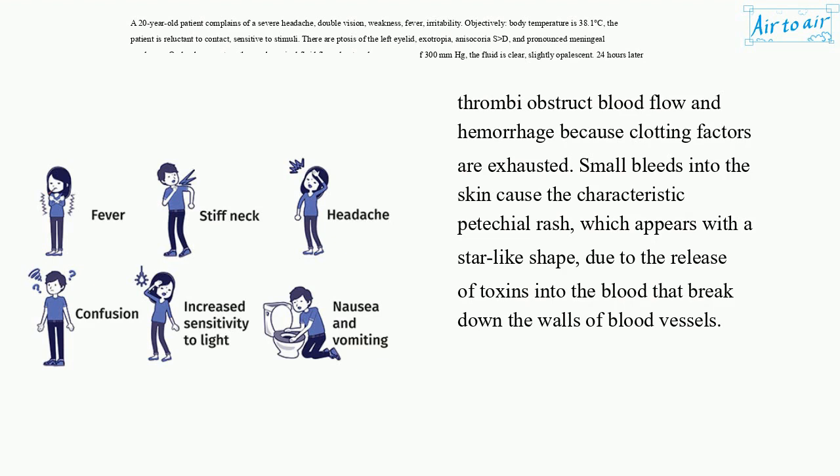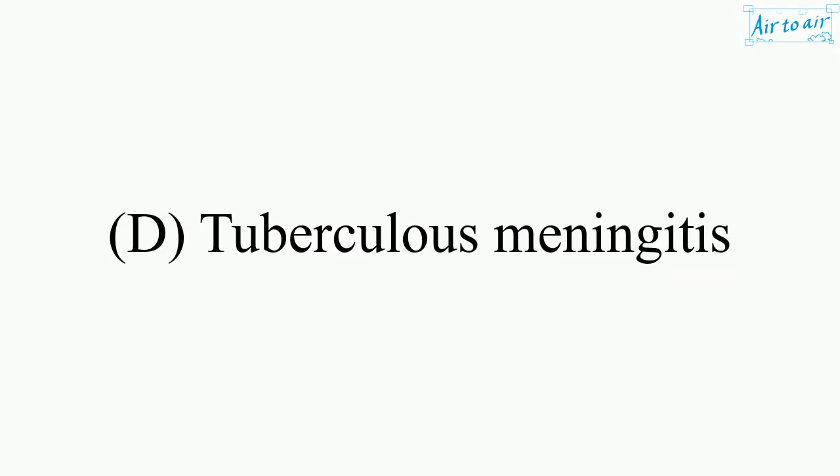Small bleeds into the skin cause the characteristic petechial rash, which appears with a star-like shape, due to the release of toxins into the blood that break down the walls of blood vessels. The answer is D. Tuberculous meningitis.